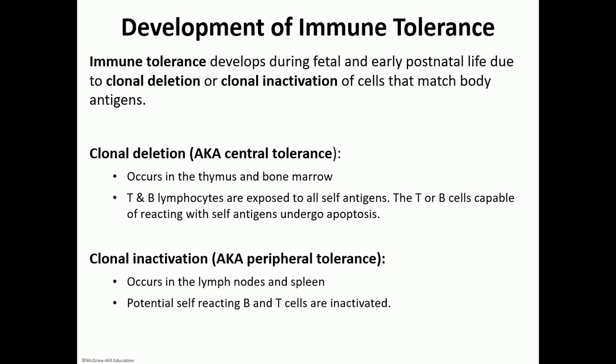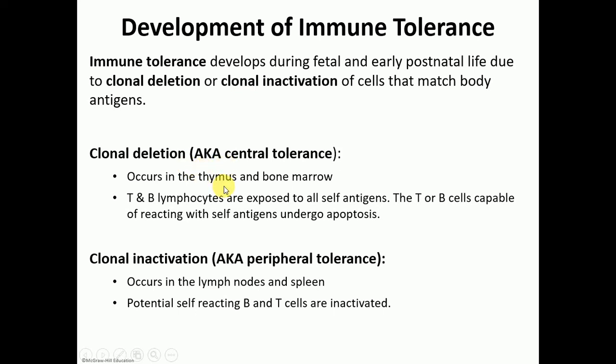Now, the development of immune tolerance. So how is it that our own immune system, our immune cells, are able to identify our own cells? That process is known as immune tolerance. How do our immune cells tolerate our antigens? This develops during fetal life and in the early postnatal life through what is known as clonal deletion or clonal inactivation of cells. So clonal deletion is also known as central tolerance.